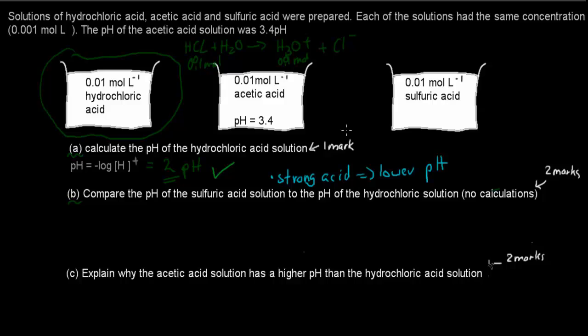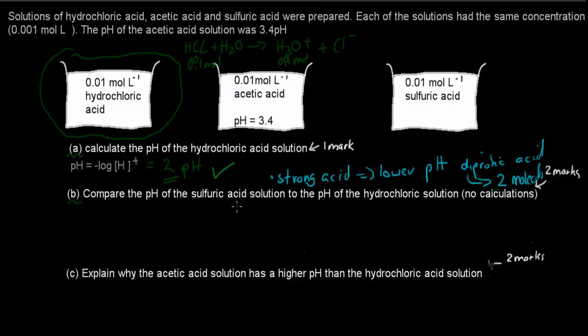But you should also mention that sulfuric acid is a diprotic acid. What that means is you're going to have 2 hydrogen ions ionizing from that structure. And that means sulfuric acid might actually have a slightly lower pH than hydrochloric acid, because if 2 hydrogens per sulfuric acid ionize, then you're going to have more hydrogen ion concentration, and that gives you a lower pH.